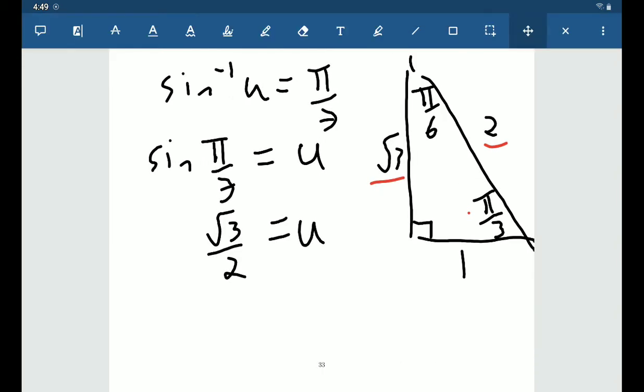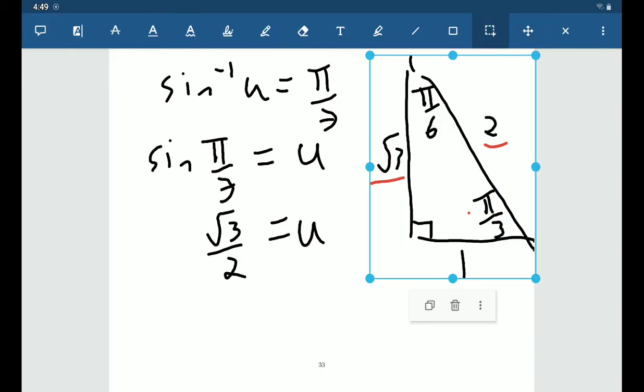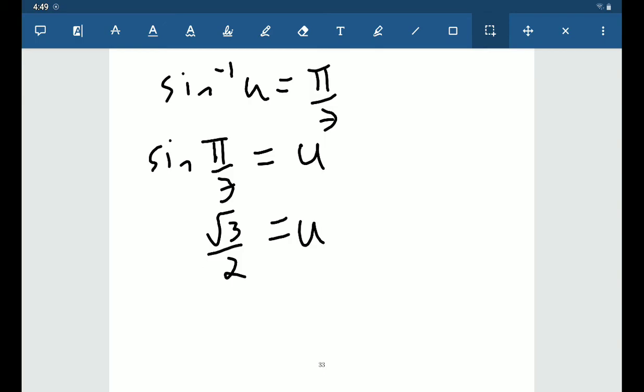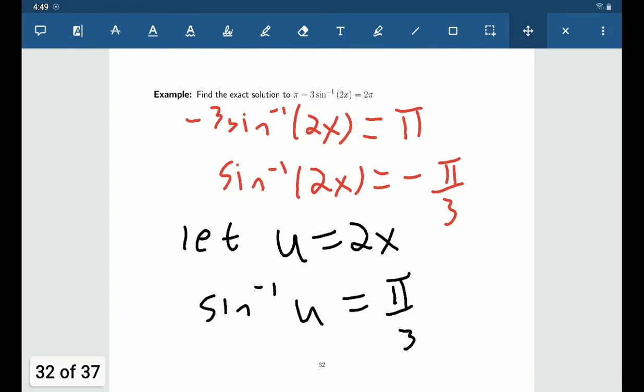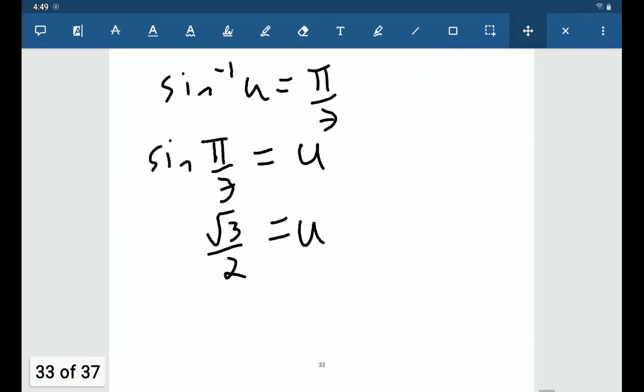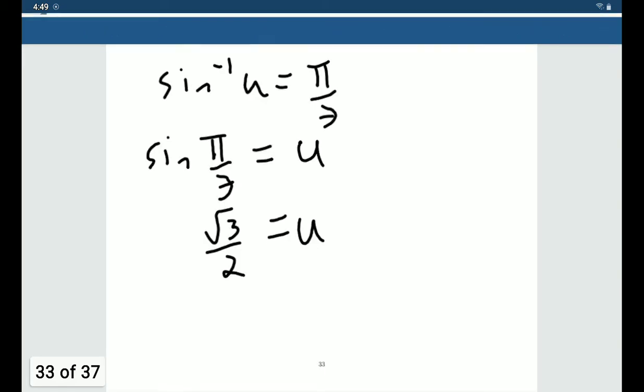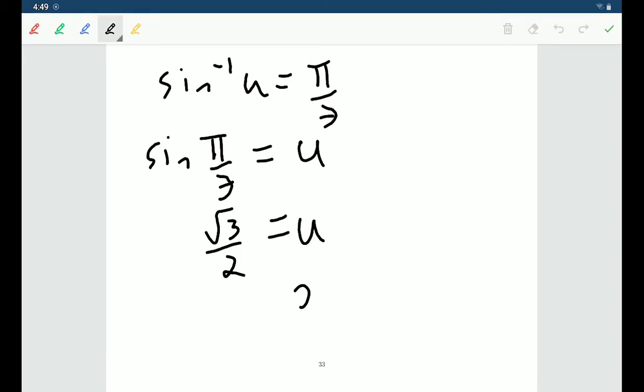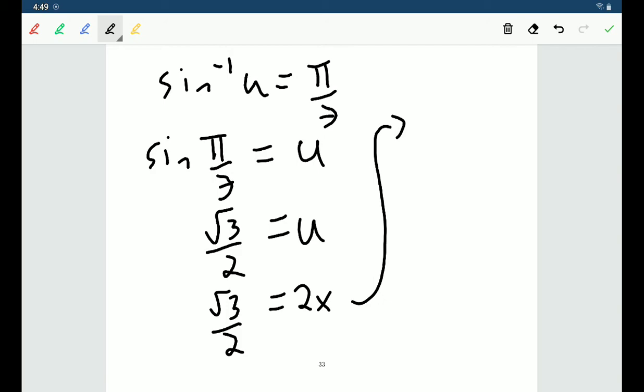Now, that doesn't solve all of our problems, of course, because that tells us what u is, but we didn't want to know what u is. We wanted to know what x is. And so this is where we need to remind ourselves that we said that u is equal to 2x. So, since u is equal to root 3 over 2, that means that 2x is equal to root 3 over 2, which if we solve for x, dividing both sides by 2, we would have root 3 over 4 is equal to x.